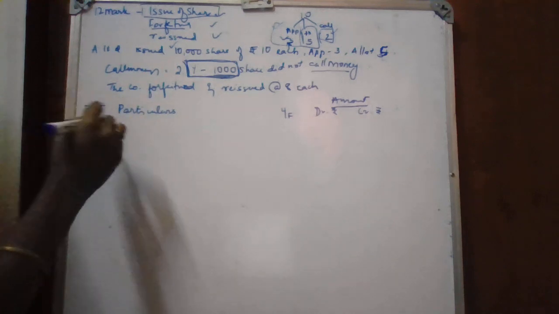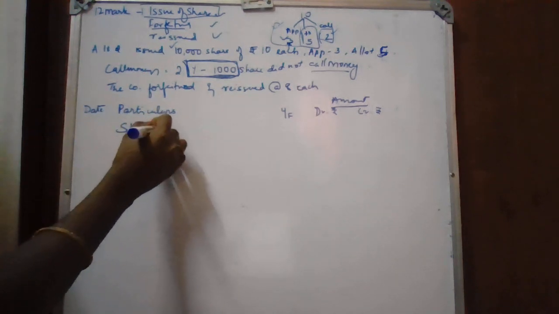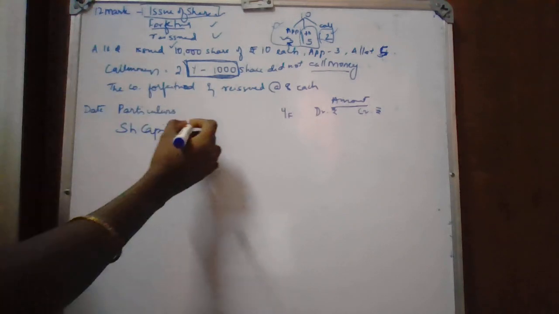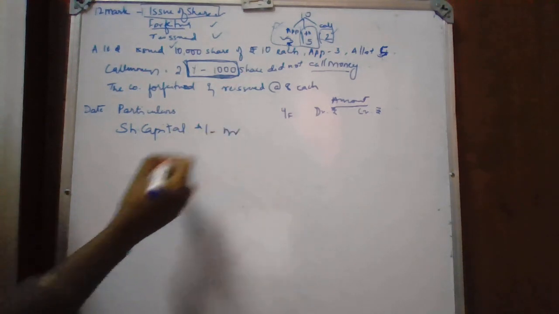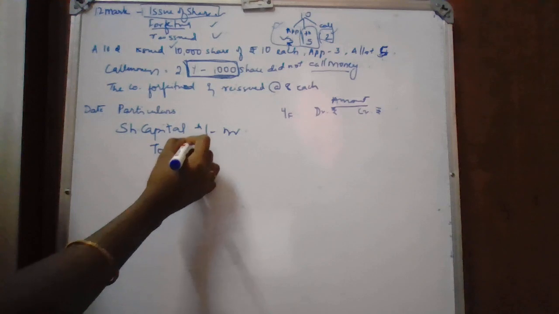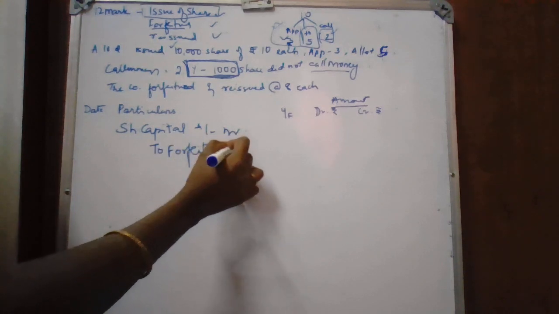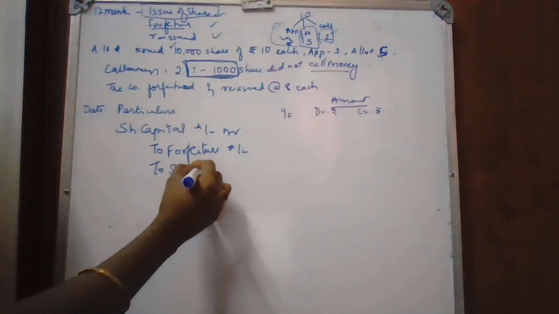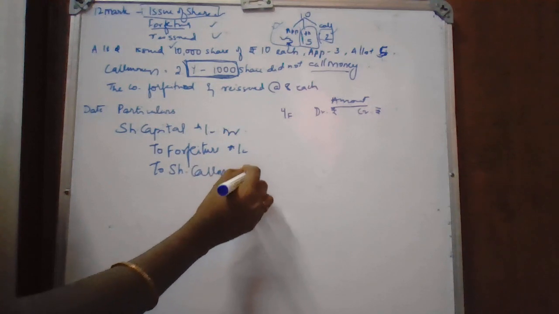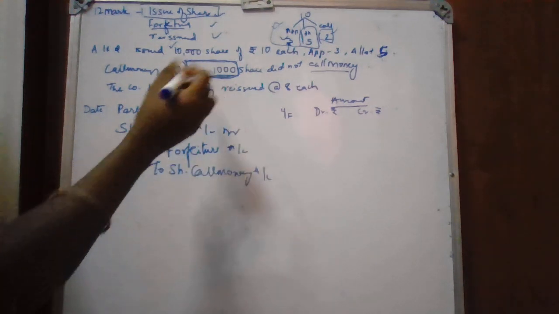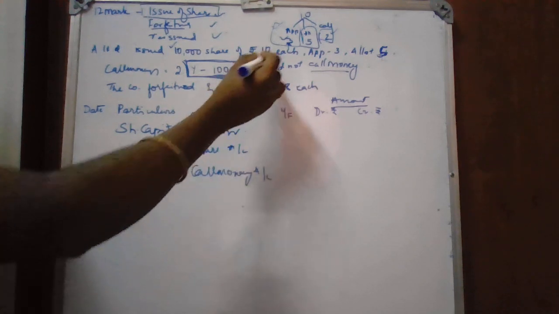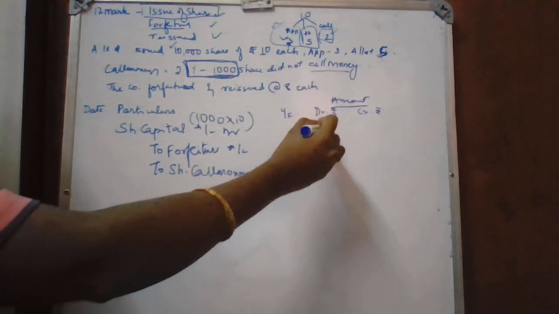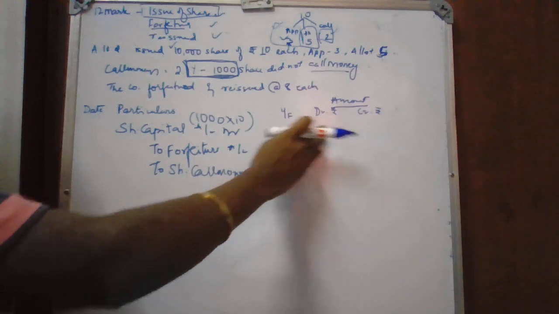Next, what is the entry? Now we have to reduce share capital. So share capital reduce means it has to be debited. Liability debit decrease. So share capital account debit to forfeiture account, to share call money, which stage is not paid. Amount shall be starting from 1,000. Value of the share is 10 rupees. It shall be 1 lakh.